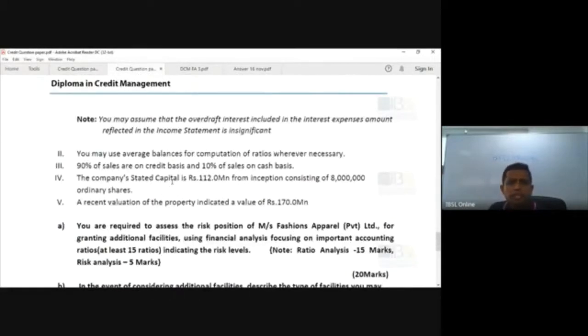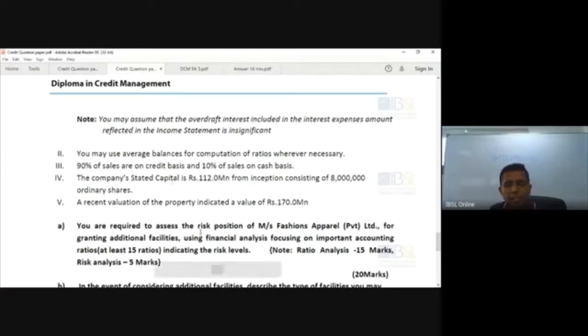You may assume that the overdraft interest included in the interest expense amount reflected in the income statement is insignificant. You may use average balances for computation of ratios wherever necessary. And 90% of the sales are on credit basis and 10% are on cash basis, right? The company's stated capital is 112 million from the inception, consisting of 8 million ordinary shares. A recent valuation of the property indicated a value of 170 million.